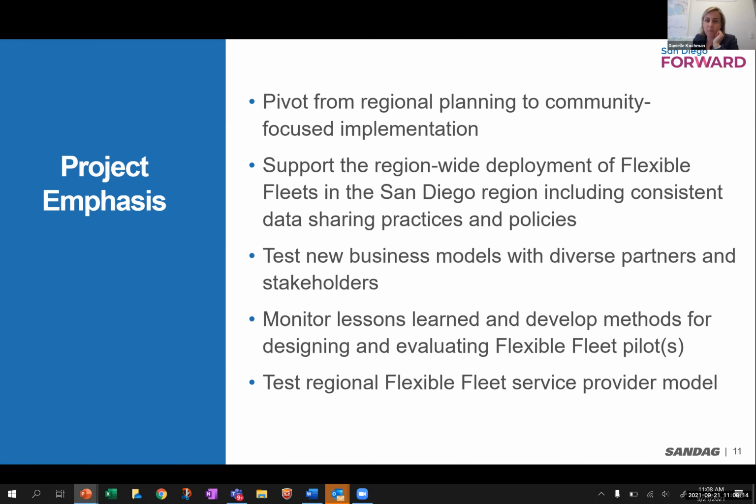And so really what we're thinking about here is how can we test new business models and work together to learn how these services can meet the challenging needs of different populations. I think this really wraps up what I want to discuss and give you an overview of.